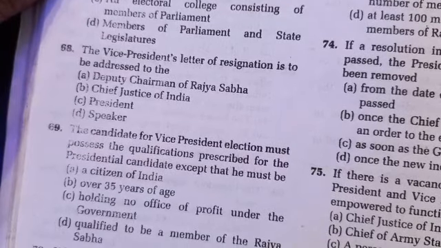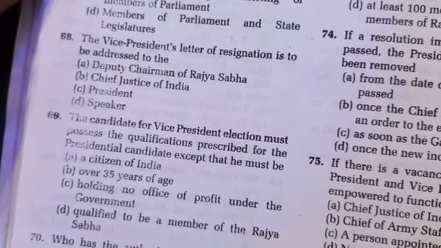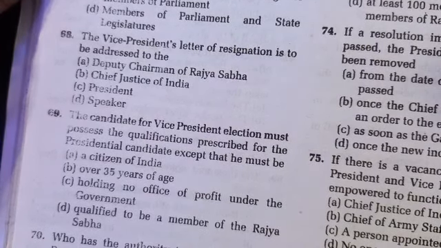The candidate for vice president election must possess the qualifications prescribed for the presidential candidate, except that he must be. Option D is correct. 69. D. Qualified to be a member of the Rajya Sabha.